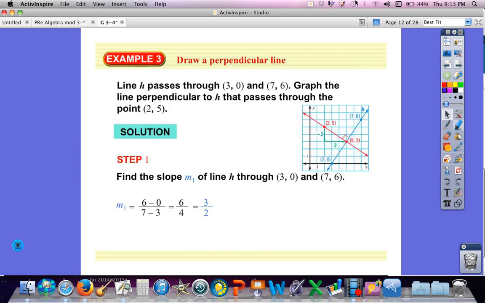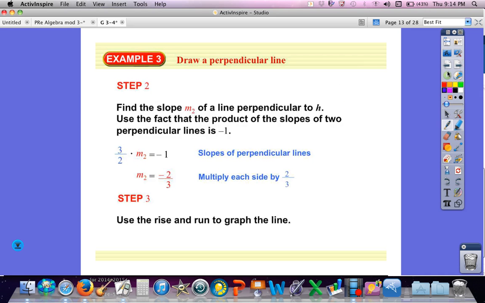Okay. Now, for example 3, we're going to draw a perpendicular line. So for line M1, trying to figure out which is M1 here. Find the slope of M through 3, 0, and 7, 6. That looks to me like line H, but okay. Line H passes through 3, 0, and 7, 6. Graph the line perpendicular to H that passes through. So, I don't know why they said M1. That looks like line H. They found the slope there, which is 3 halves. Now, we want the negative reciprocal, which is negative 2 over 3.